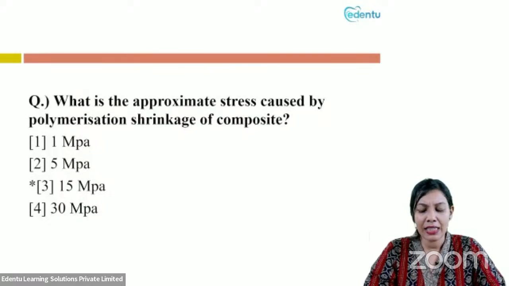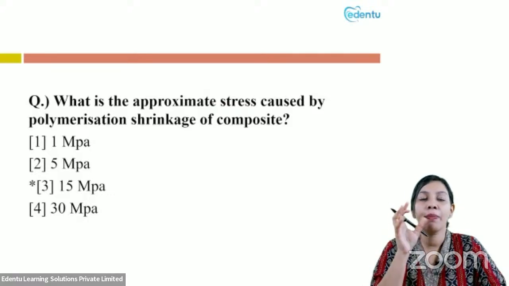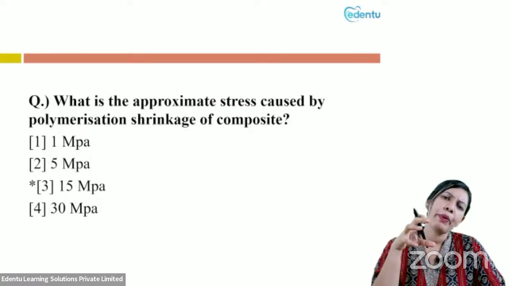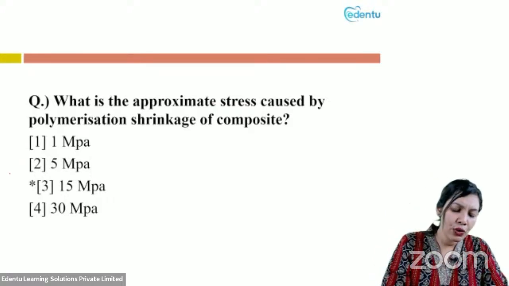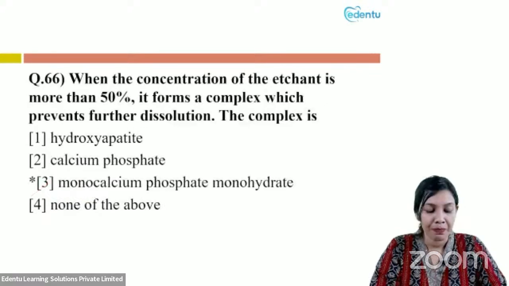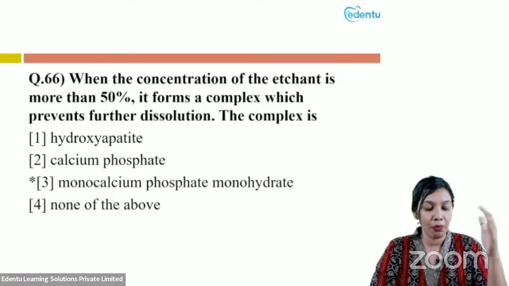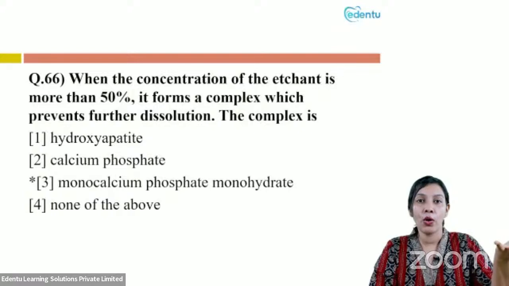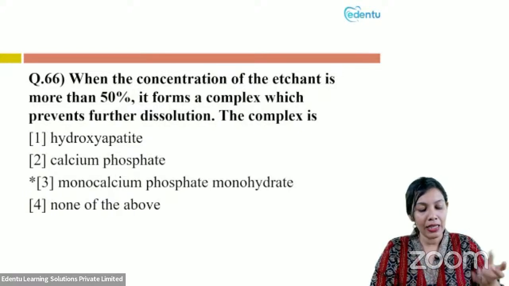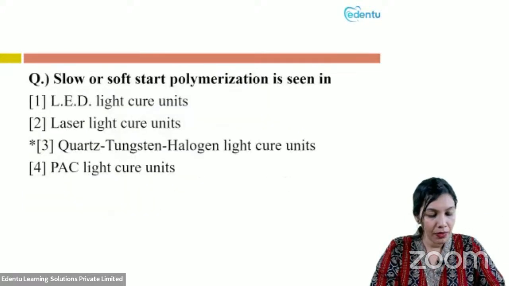So now let us deal with some of the questions. What is the approximate stress caused by polymerization shrinkage? As I said, there will be about 4% polymerization shrinkage. It produces a certain stress, and that value you need to know, that is 15 MPa. Second question, what happens when the concentration of etchant is more than 40 or 50%? As I said, more means monocalcium, less means dicalcium. Slow or soft polymerization is the next one.